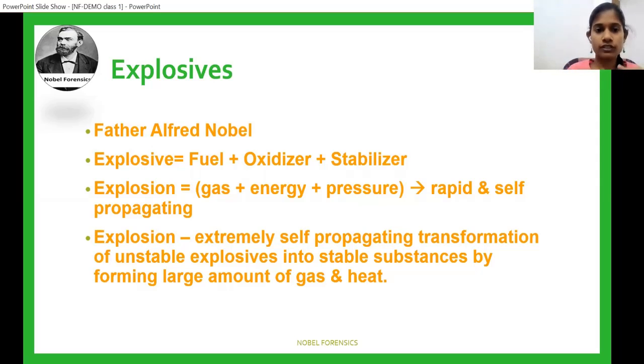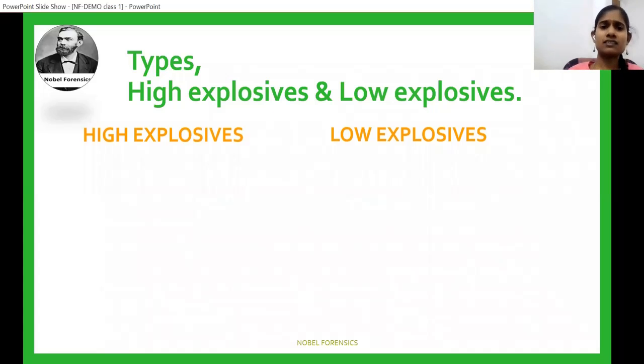And coming to the definition of explosion, it is an extremely self-propagating transformation of unstable explosive material into stable substances by forming a large amount of gas and heat. This is the definition of explosion. And explosive: fuel, oxidizer, stabilizer, that is also a previous question. What are the components of the explosive? Fuel, oxidizer, and stabilizer.